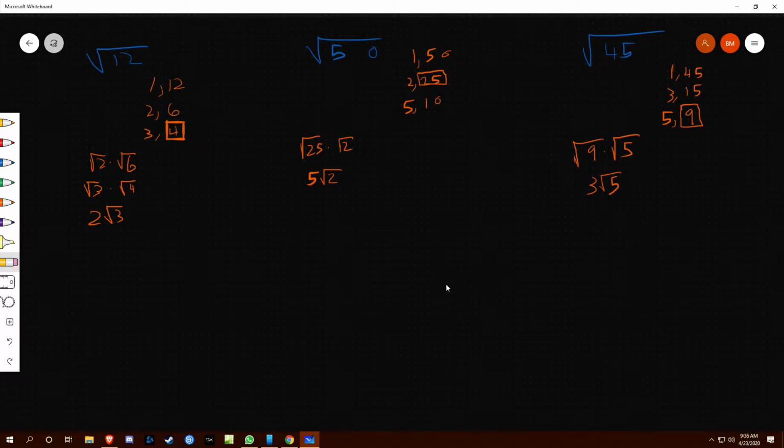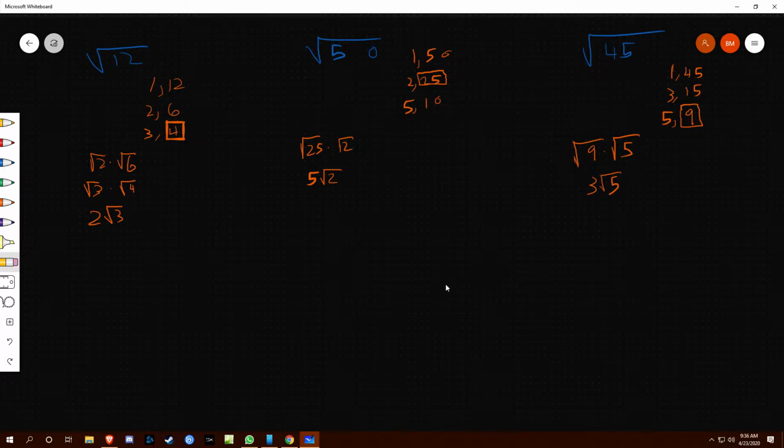If I had the square root of 12, how do I simplify the square root of 12? Well, I get all the factors. In this case, it's 1 and 12, 2 and 6, 3 and 4. And then I identify the biggest perfect square. In this case, it's 4. So I have square root of 3 times the square root of 4. The square root of 4 is 2. So it's 2 radical 3.